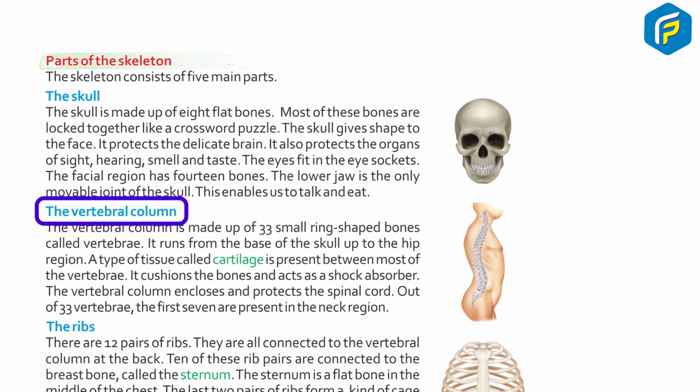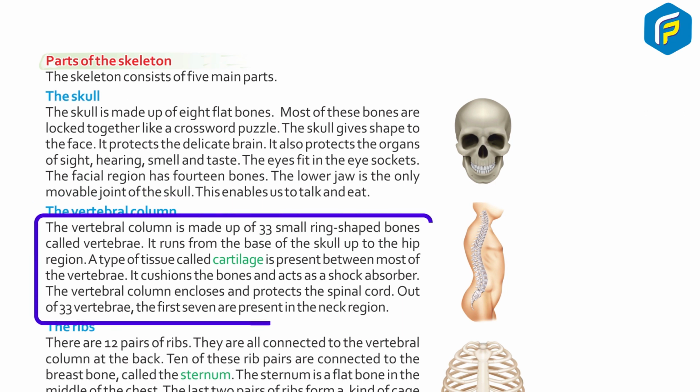The vertebral column. The vertebral column is made up of 33 small ring-shaped bones called vertebrae. It runs from the base of the skull to the hip region. A type of tissue called cartilage is present between most of the vertebrae. It cushions the bone and acts as a shock absorber. The vertebral column encloses and protects the spinal cord. Out of 33 vertebrae, the first 7 are present in the neck region.